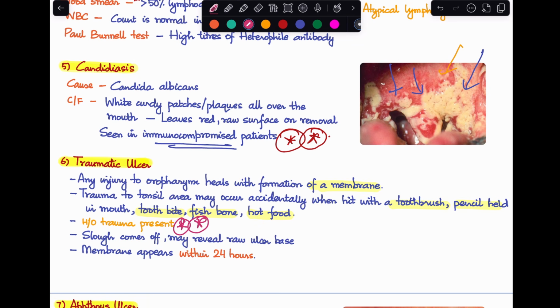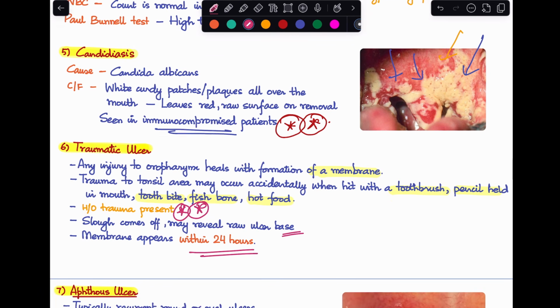And this slough that forms over the tonsil, in this case, will come off and it can reveal a raw ulcer base. And very important to remember here is that post the trauma, the membrane usually appears within 24 hours. So, this is about traumatic ulcer.